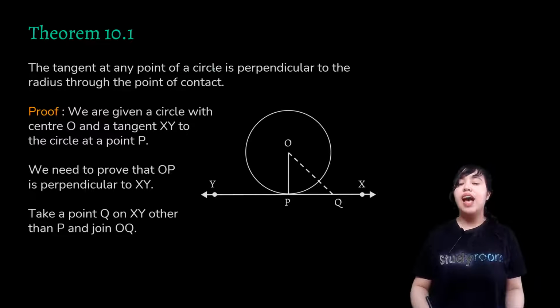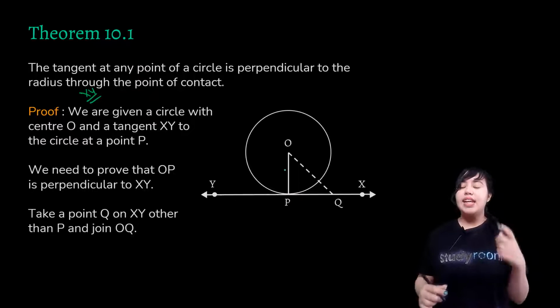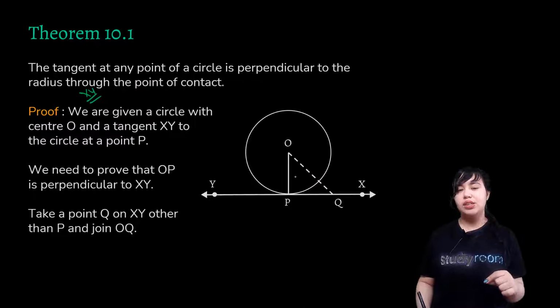The tangent at any point of a circle, so this is your circle, this is your tangent over here, XY, right? XY is your tangent. It is perpendicular to the radius. What is the radius over here? The line segment which joins the center and a point on the circumference of a circle. So that is OP in this case. Through the point of contact, what is the point of contact over here?